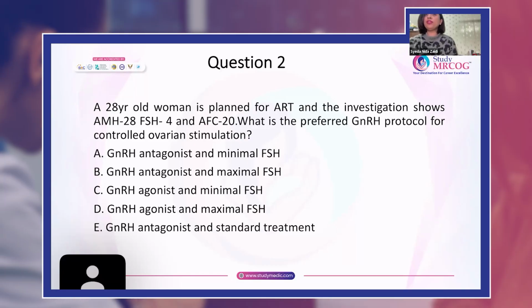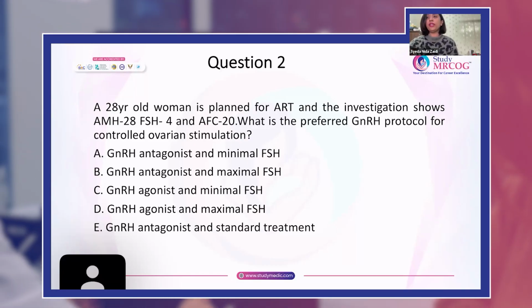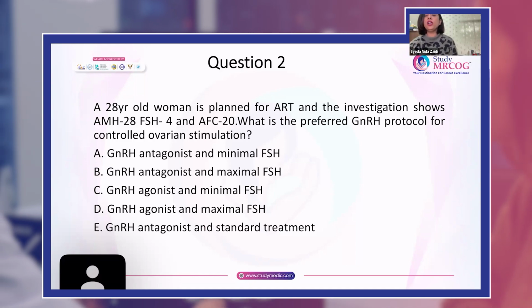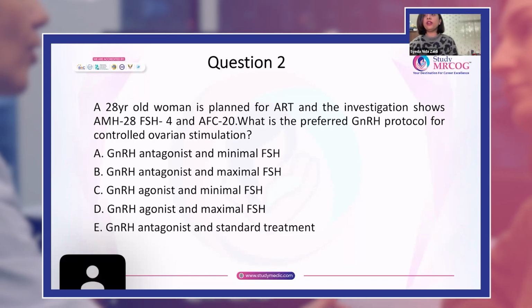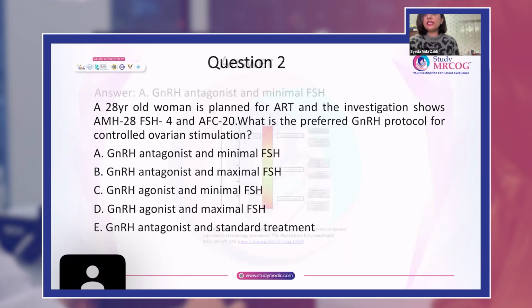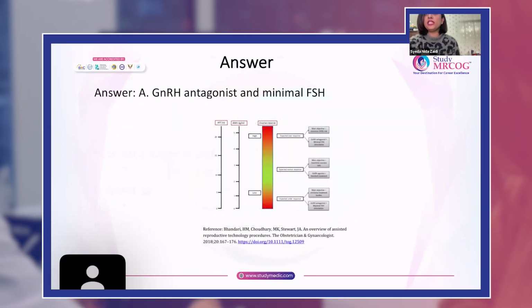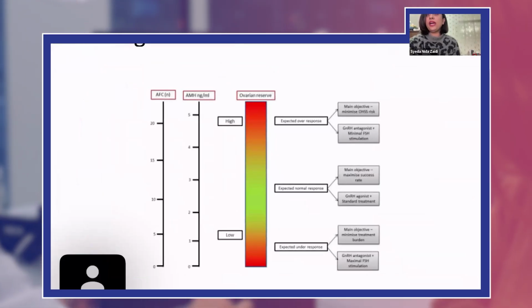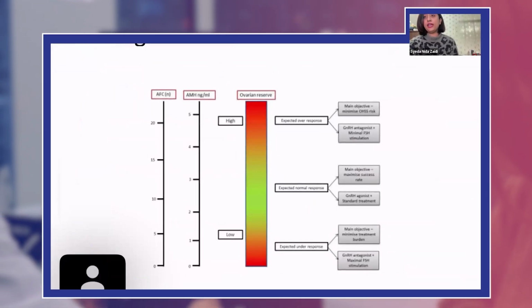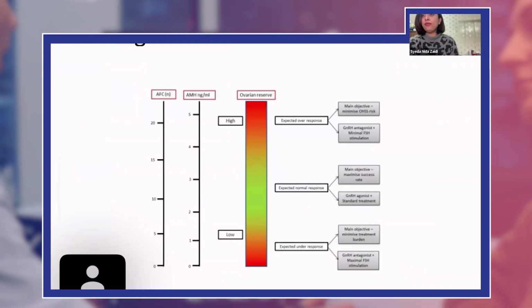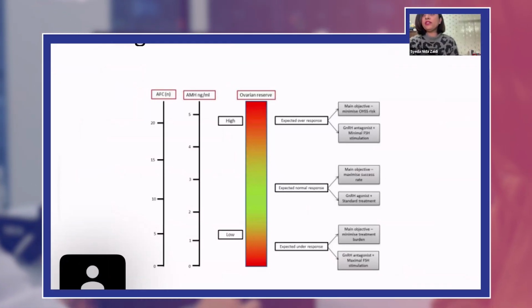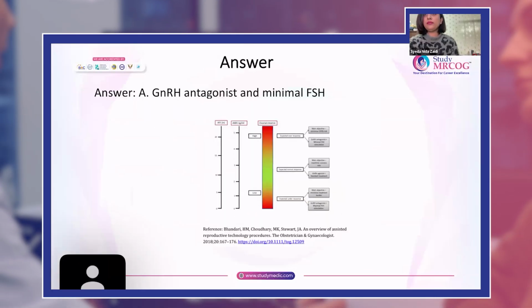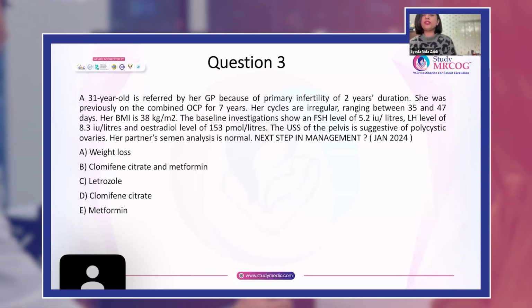So in this case, I want you to know that there are certain things that are pointing towards this patient showing a high response if we give her a lot of medicine. So in this case, the answer will be GnRH antagonist and minimal FSH. If you look at this, the patients who have high antral follicle count and high AMH, if we give them GnRH antagonist with minimal FSH stimulation, they show a good response. On to question number 3.